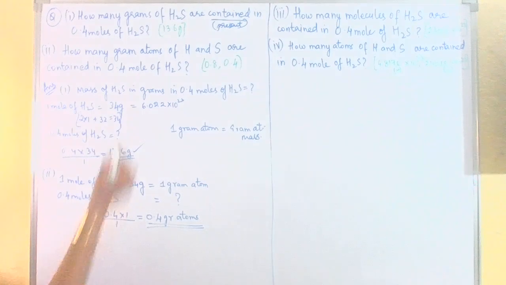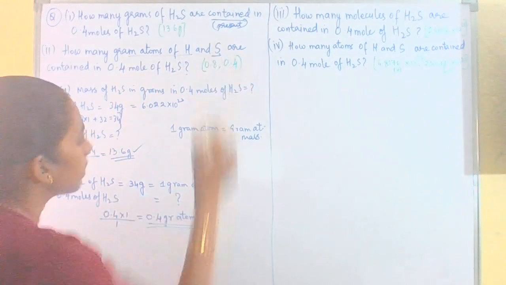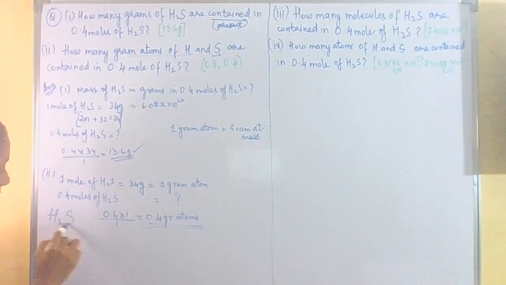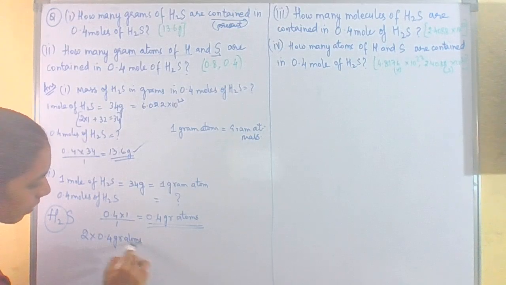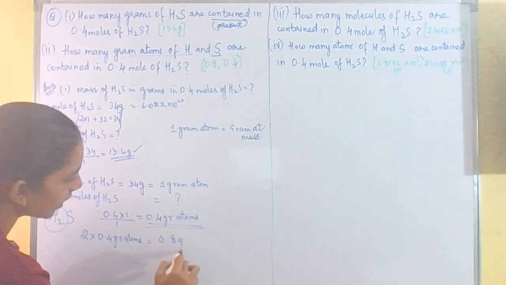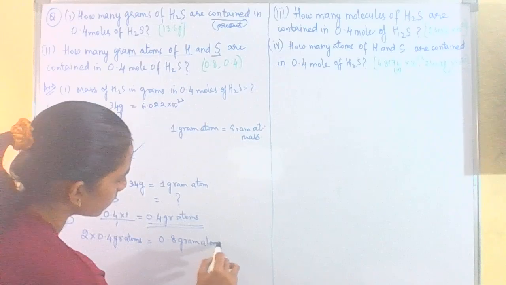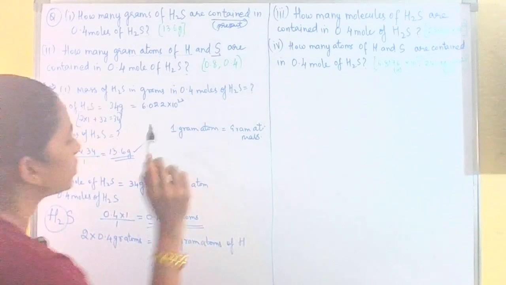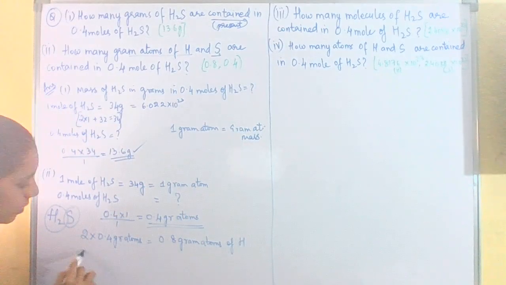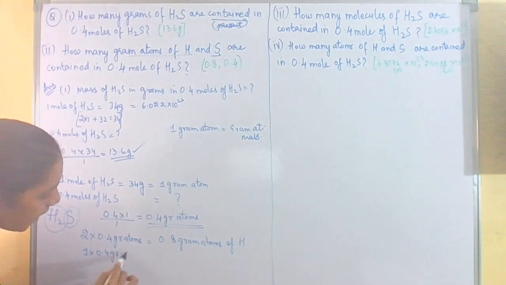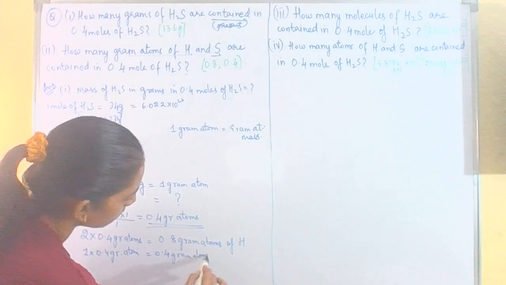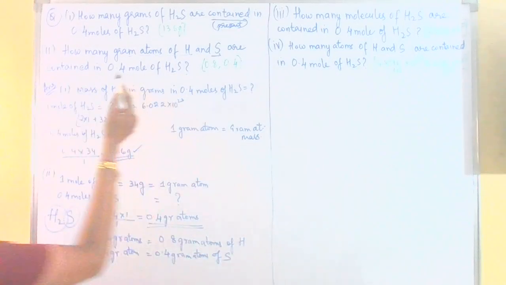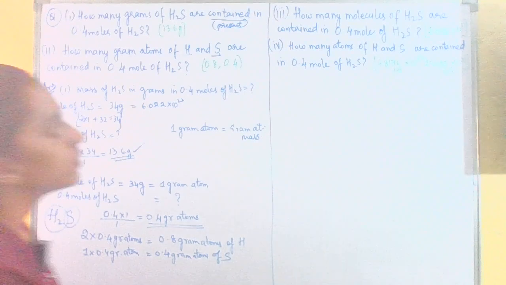Now you have to find out the gram atoms of hydrogen and the gram atoms of sulfur. So in H2S, we have 2 atoms of hydrogen. So 2 into 0.4 gram atoms is equal to 0.8 gram atoms of hydrogen present in 0.4 moles of H2S. Then sulfur you have only 1. So 1 into 0.4 gram atoms is equal to 0.4 gram atoms of sulfur present in 0.4 moles of H2S. We'll see the next question.